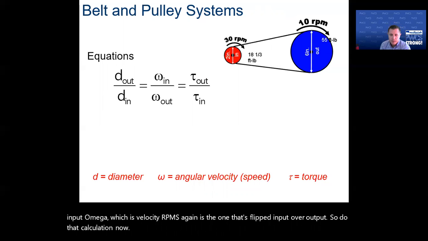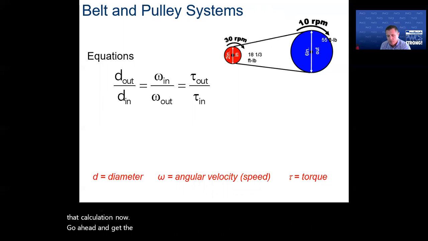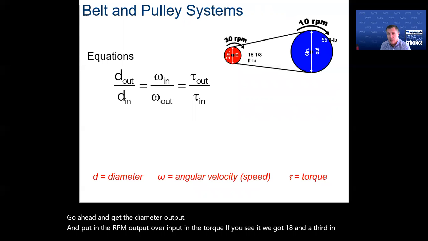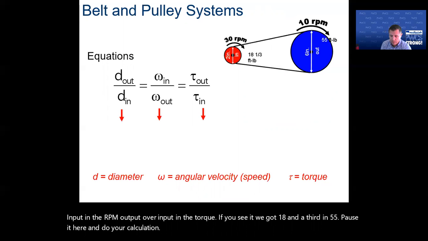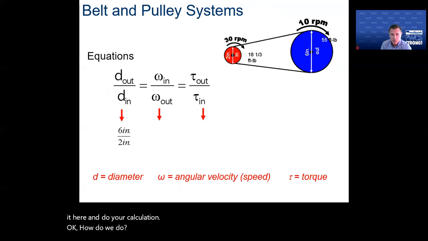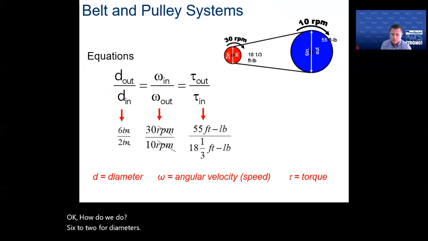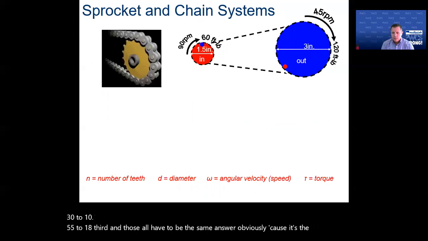Go ahead and get the diameter, output over input, and the RPM, output over input, and the torque. If you see it, we got 18 1/3 and 55. Pause it here and do your calculation. Okay, how do we do? 6 to 2 for diameters, 30 to 10, 55 to 18 1/3, and those all have to be the same answer, obviously, because it's the same system.